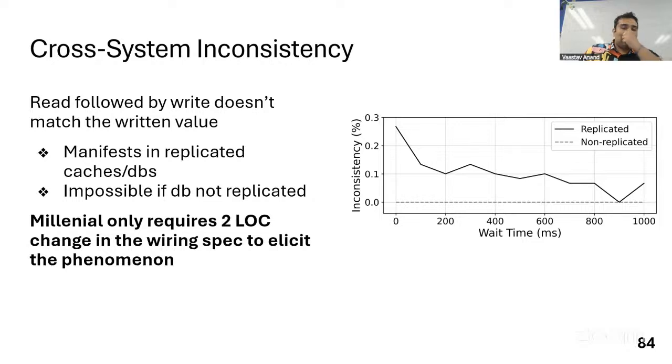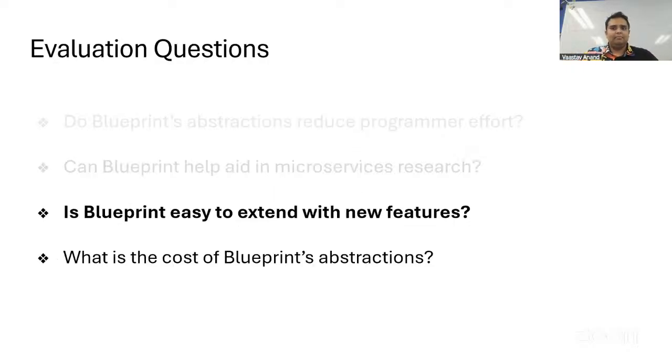Blueprint only, this is something that the original Death Star Wren systems do not have, so it can't exhibit this cross-system inconsistency. Blueprint only requires 2 lines of code changes in the wiring spec to replicate databases and elicit this specific phenomenon. In conclusion, Blueprint makes it easy to reconfigure systems to elicit desired behaviors in a given application.